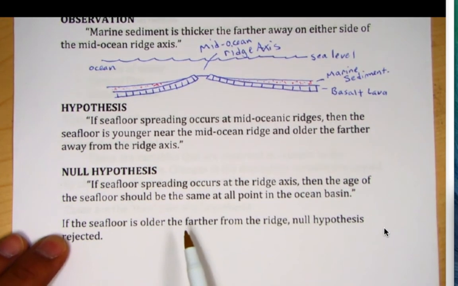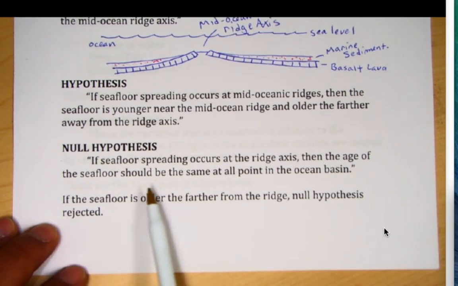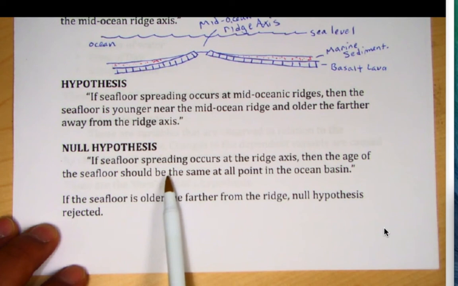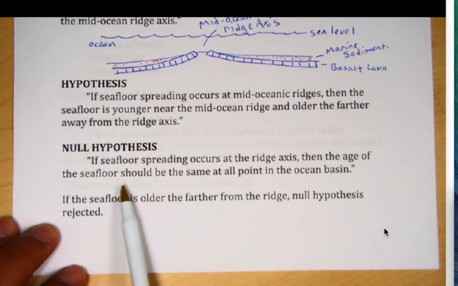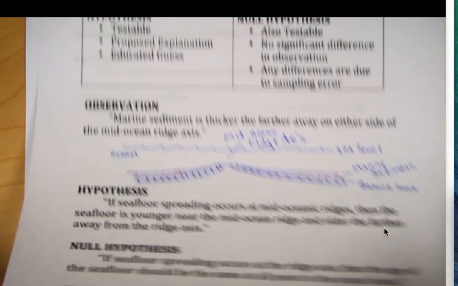Now, in thinking about a null hypothesis, in this case, if seafloor spreading occurs at the ridge axis, then the age of the seafloor should be the same at all points in the ocean basin. You can actually test that, and if you find seafloor being older at different places, then you have to reject this hypothesis. But it's one way to look at it.